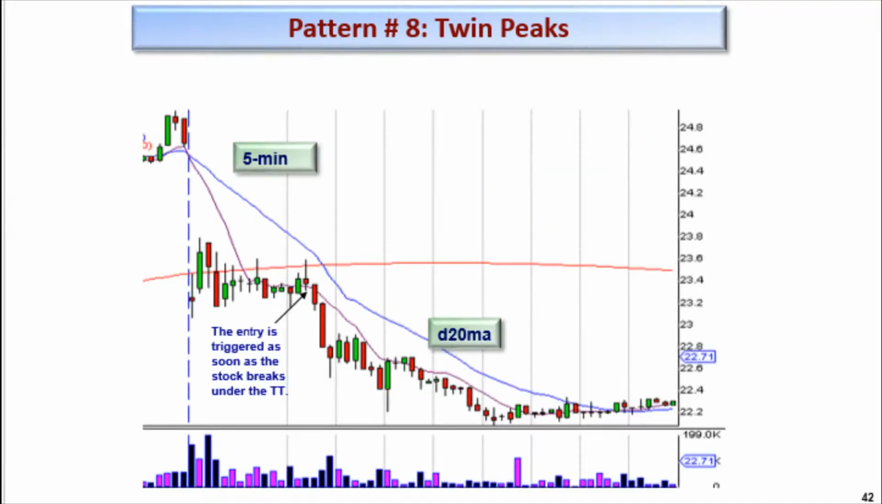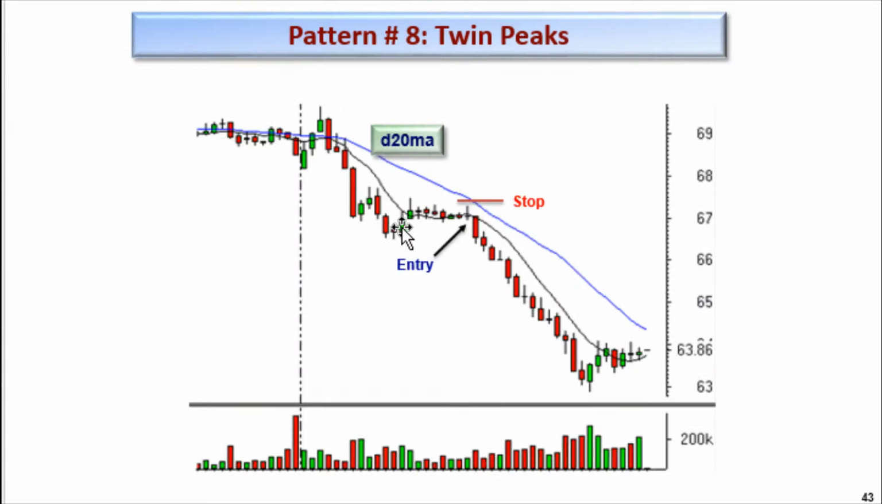Got it? So take a look. You have a gap down in this case, a base, and a double top inside of the base. So short under the second top, or just under the entire base. If the base is tight, you can just short it under the base. So this is it. I call it Twin Peaks. You have a base, there it is, and a double top.